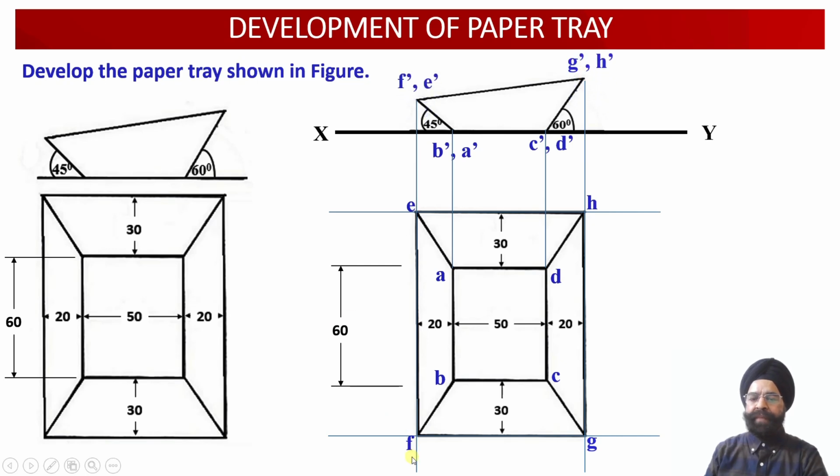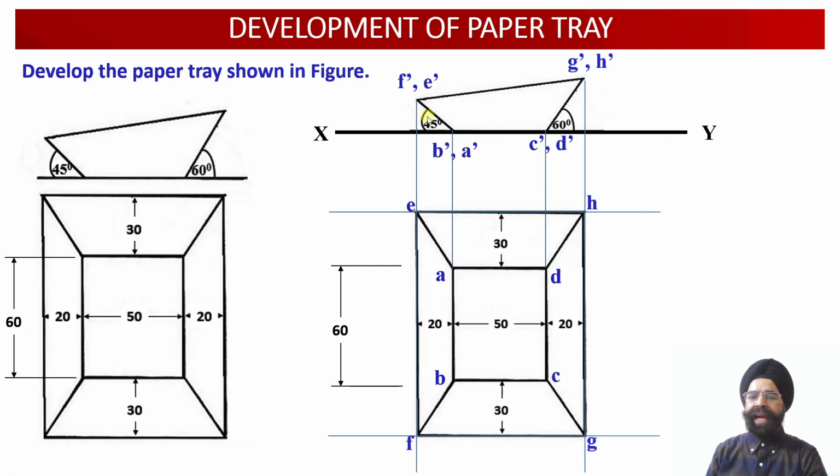Now we can check corresponding to the top points of this paper tray, F and E over here. So these 2 points F and E have been projected as F dash and E dash into the front view projections over here. Similarly, the corner points G and H have been projected as G dash and H dash into the front view projections over here.